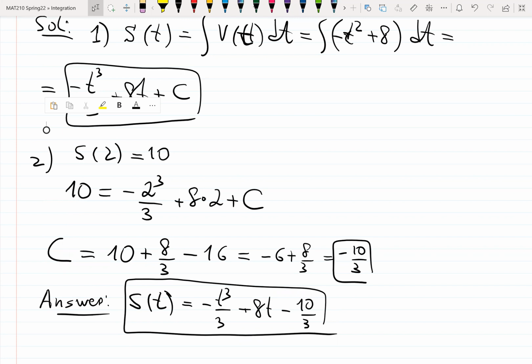Area between curves, let's review that. There are only two more things left: area between curves and the very last one, surplus. Area between curves is something like this.